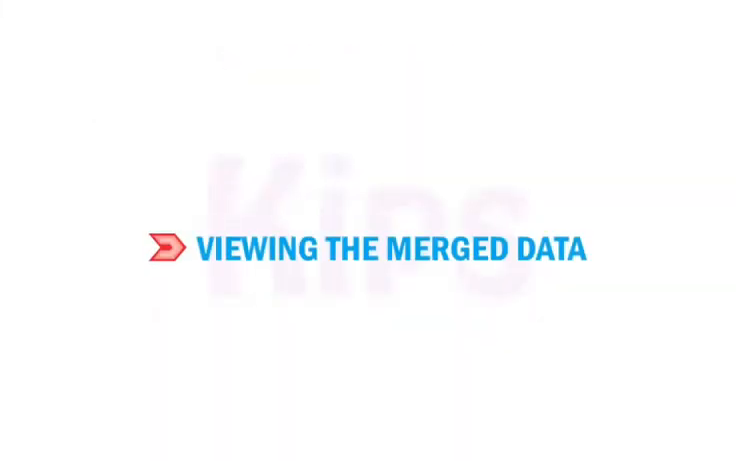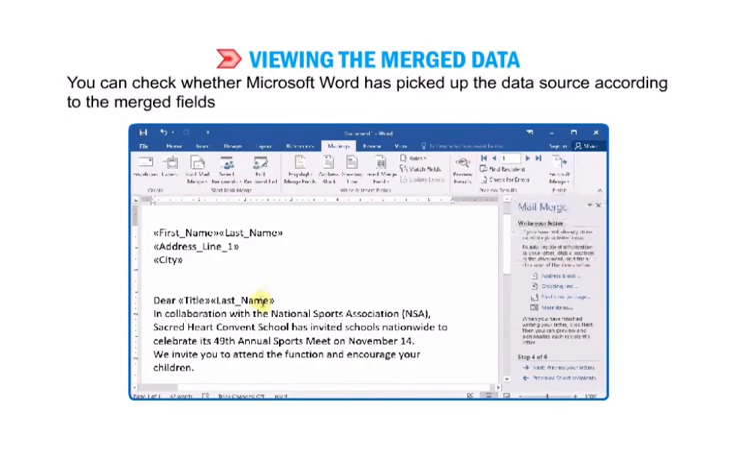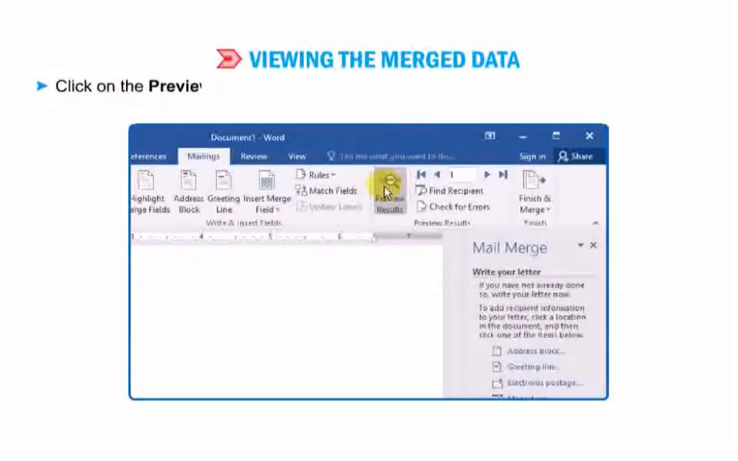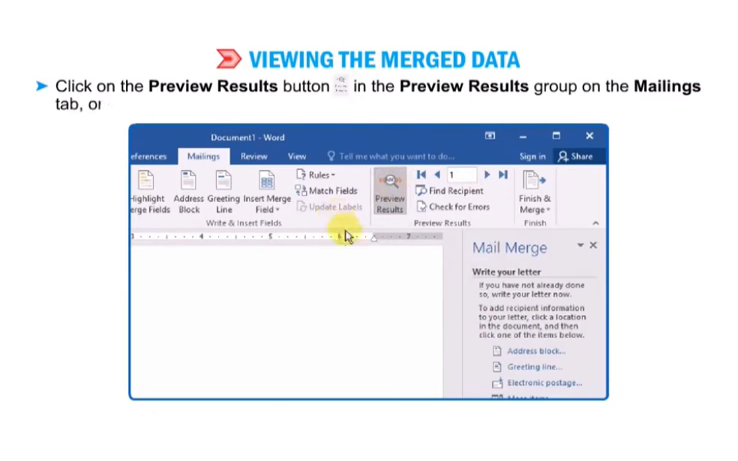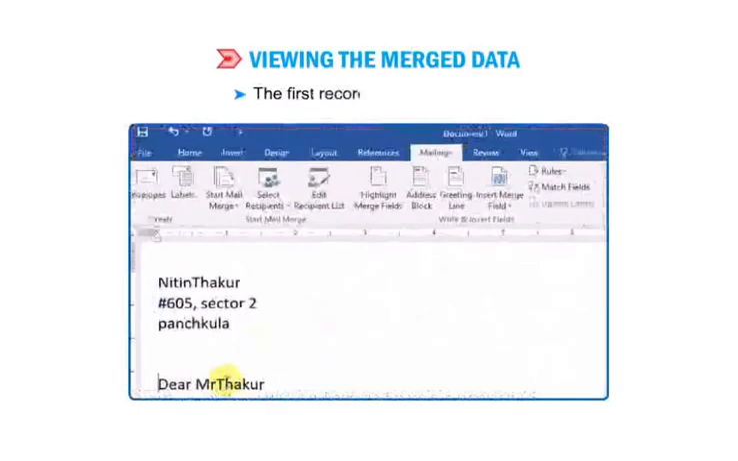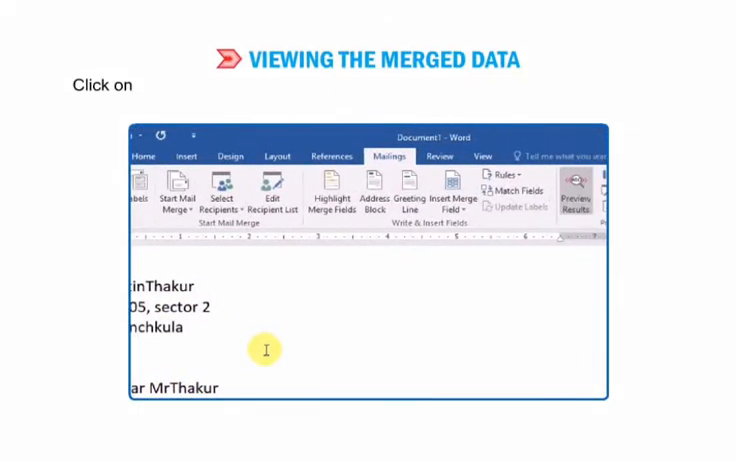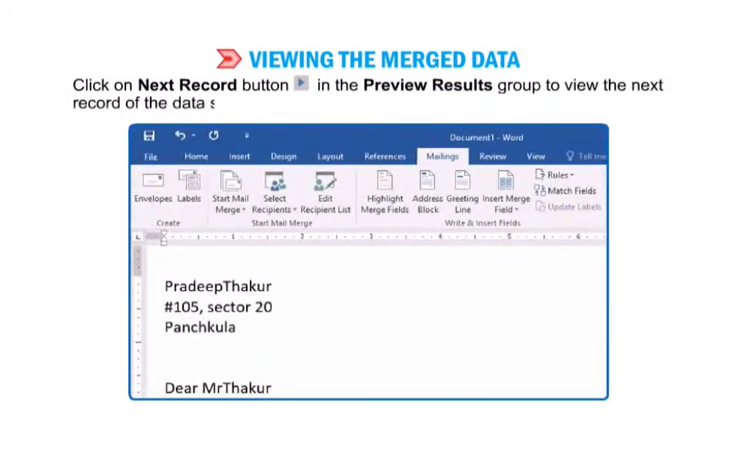Let's now learn how to view the merged data. You can check whether MS Word has picked up the data source according to the merged fields or not by viewing it on the screen. Click on the Preview Results button in the Preview Results group on the Mailings tab, or click on Next: Preview your letters wizard step under Step 4 of 6 section. The first record will be displayed. Click on the Next Record button in the Preview Results group to view the next record of the data source.